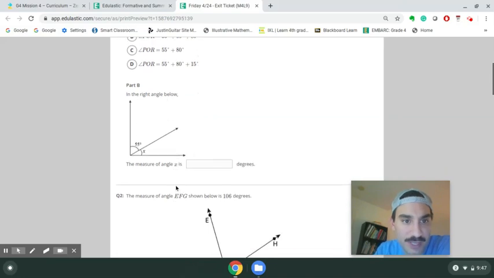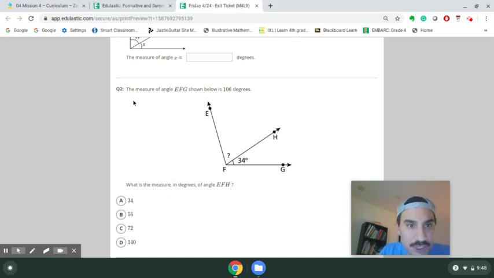All right, for B, sort of an extension question. In the right angle below, the measure of angle X is what? You need to know what degree measurement is a right angle. If you need to find this missing piece, this entire thing needs to be 90 degrees. What can we put here to make it 90 degrees? What operation helps us find the missing piece? I need you to think about it and try your best.